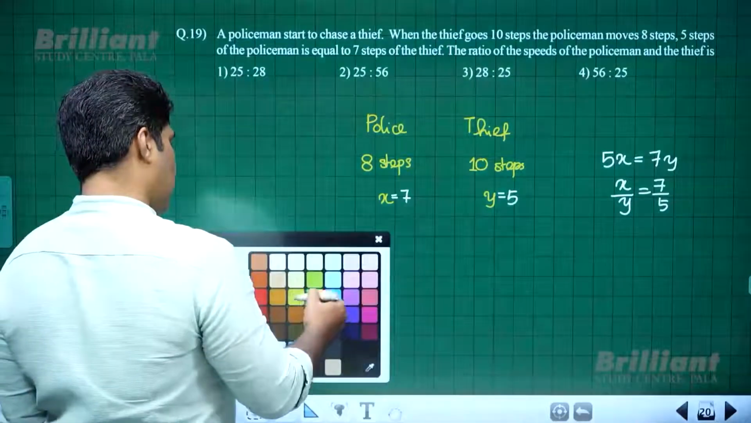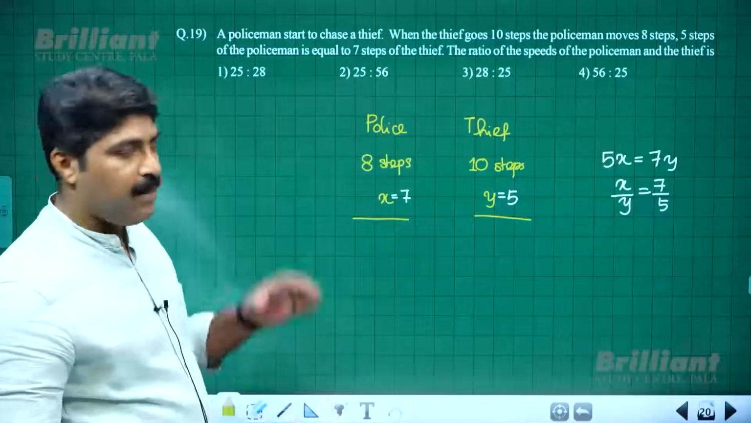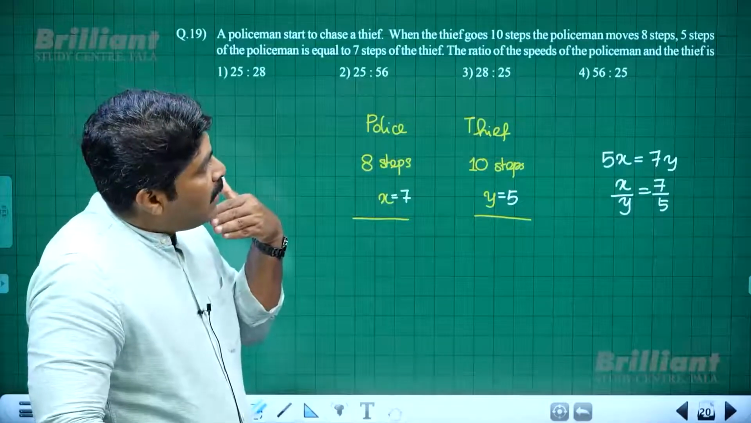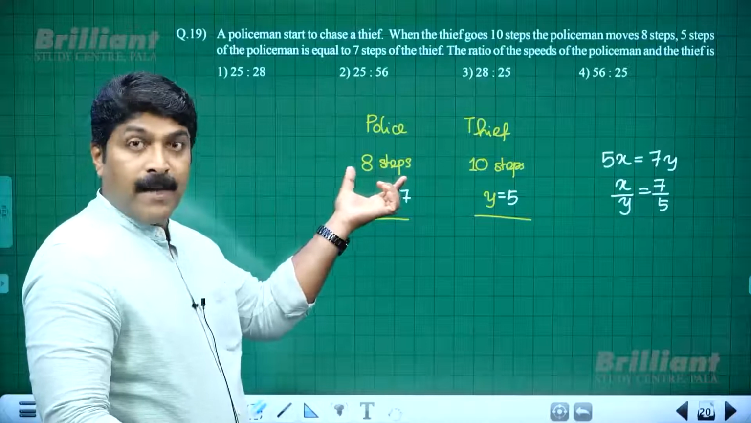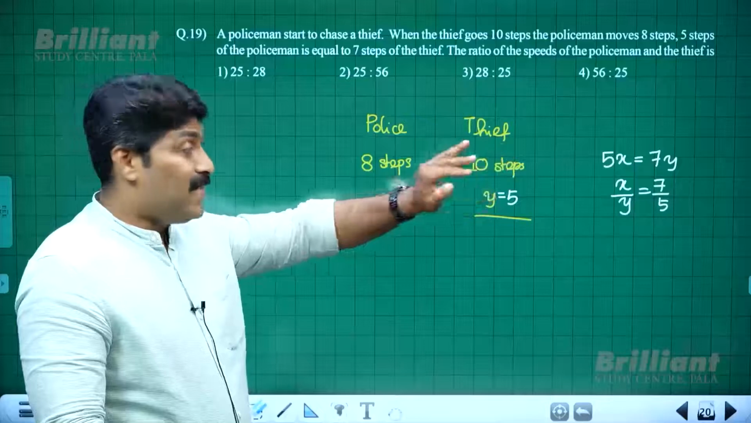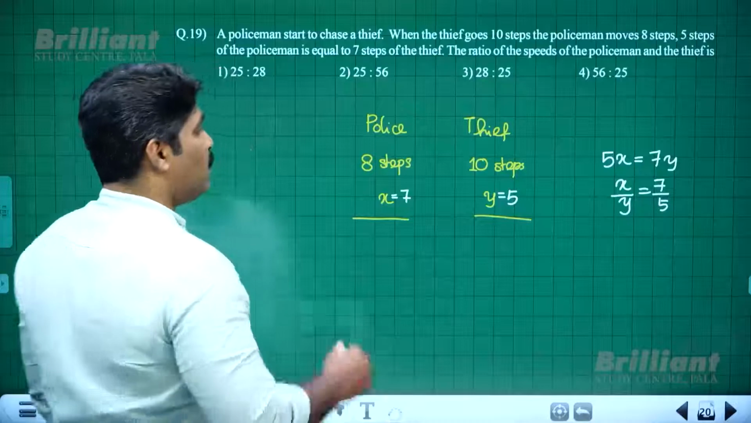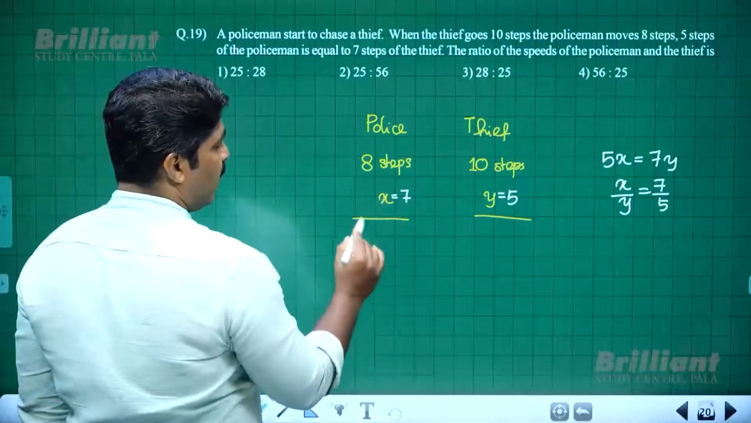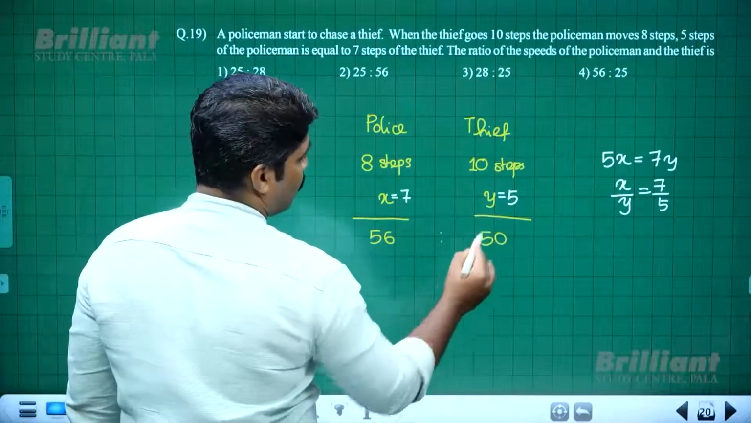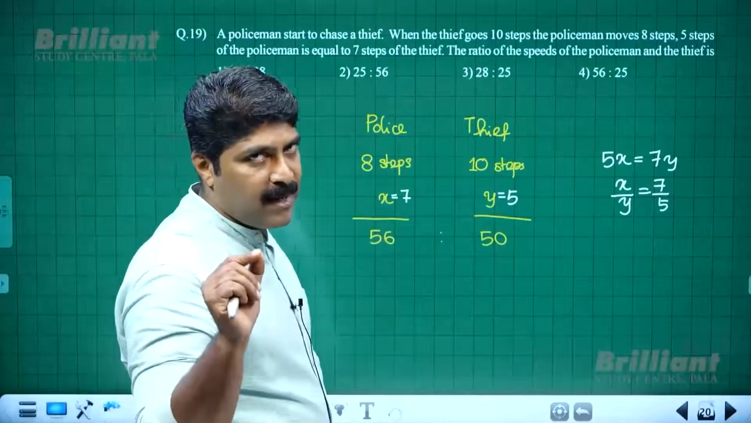So here the logic we can apply. In a particular time interval, this policeman moves 8 steps. Each step's distance is 7 units. And the thief moves 10 steps. Each step's distance is 5 units. Therefore, the distance they covered in a constant time interval, that is 8 into 7, that is 56. And here that is 10 into 5, which is equal to 50. Therefore, this is the distance they covered in a constant time interval.